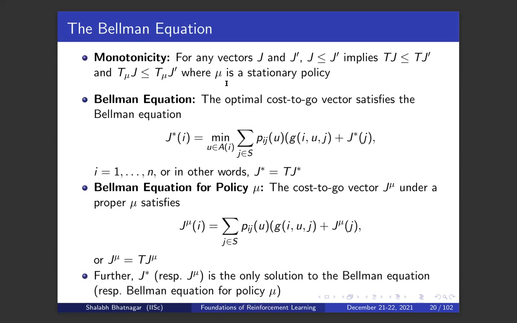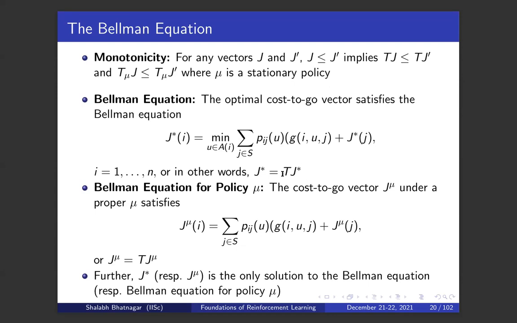Now it turns out that if we look at any of these vectors, let's say J and J prime, such that J is less than or equal to J prime, then this would mean that TJ is less than or equal to TJ prime, and likewise T mu J is less than or equal to T mu J prime. This is easy to see from the definition of the Bellman operators, the T operator and the T mu operator that we had defined. It also turns out that the optimal cost to go vector, J star, satisfies the equation J star is TJ star. In other words, J star is the unique fixed point of this operator T.